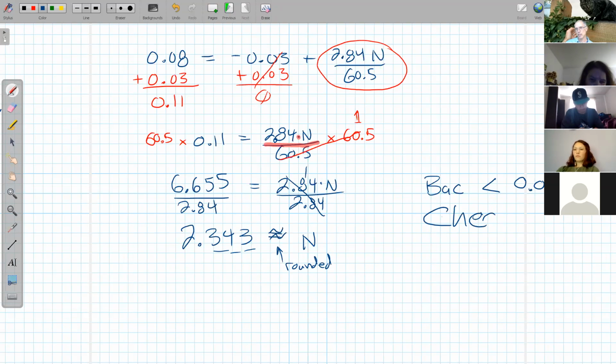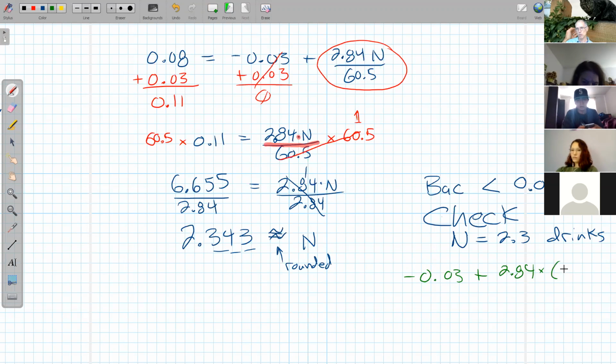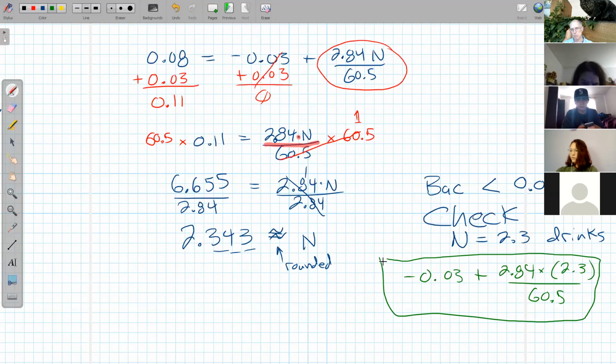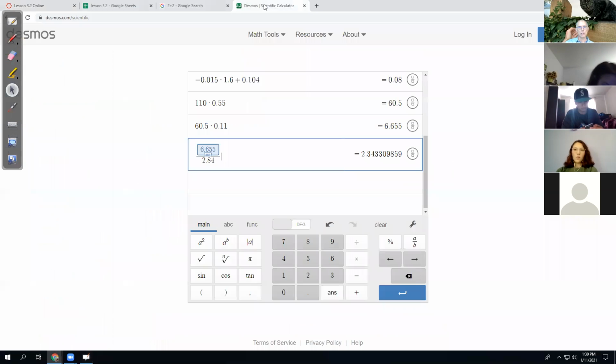So let's check to see if it's true that N can be 2.3 in drinks and will still be under the legal limit. So to check that, we just plug into her equation, and her equation said take the negative 0.03, add that to 2.84 times the number of drinks, I claim that's now 2.3, and divide by 60.5. So I'm going to plug this exactly as I see it into my calculator, and because I don't want to hit the button and get it wrong, right? I want to be able to check.